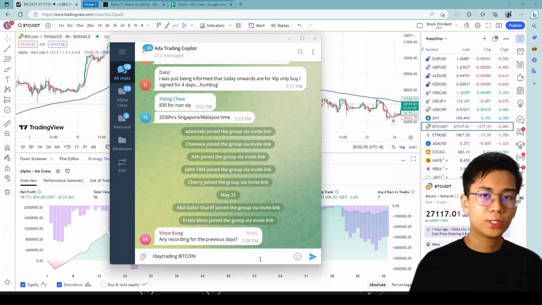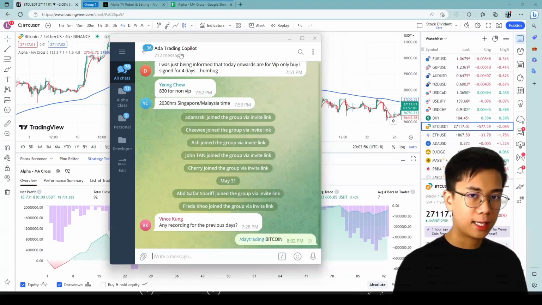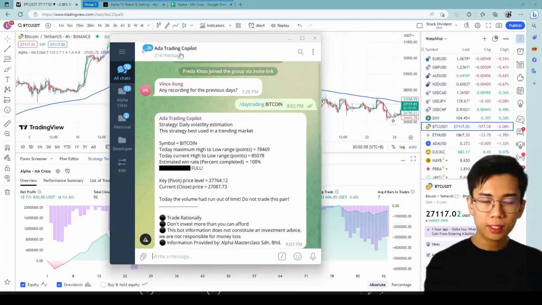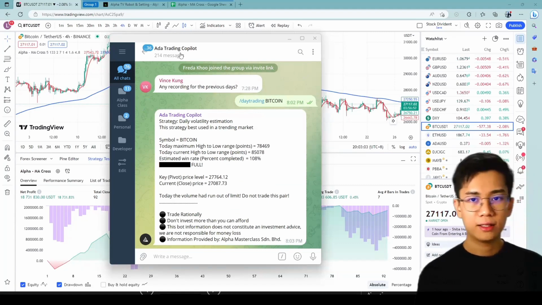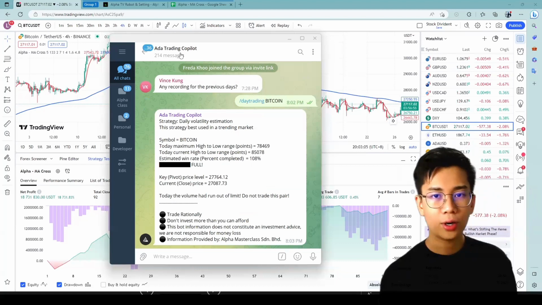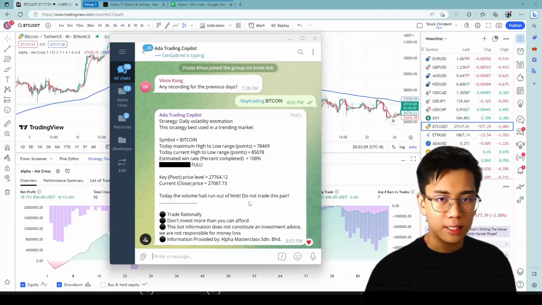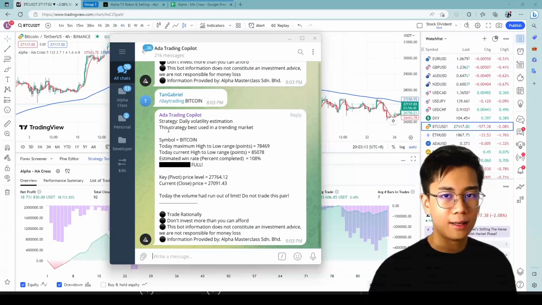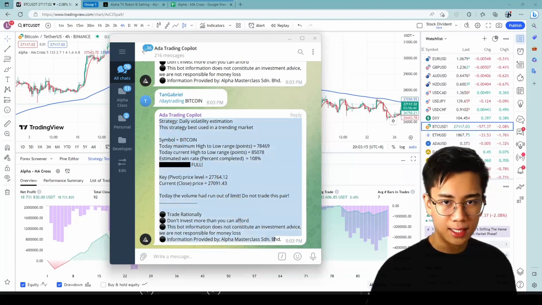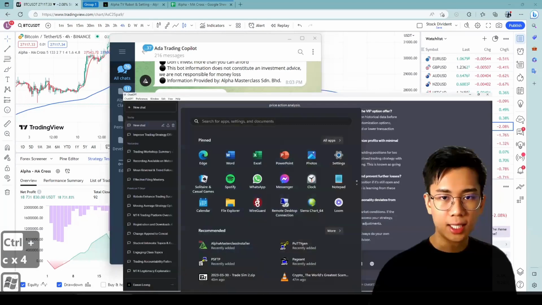Now make sure that your channel is ADA Trading Copilot. When you're done, click enter. And then the bot will process the data for me. And it tells me that right now, Bitcoin is full. Now, if you don't know how to read this, never mind. You can just copy this. You go to ChatGPT.